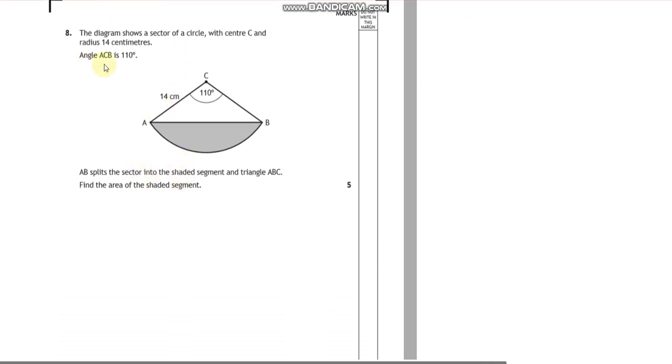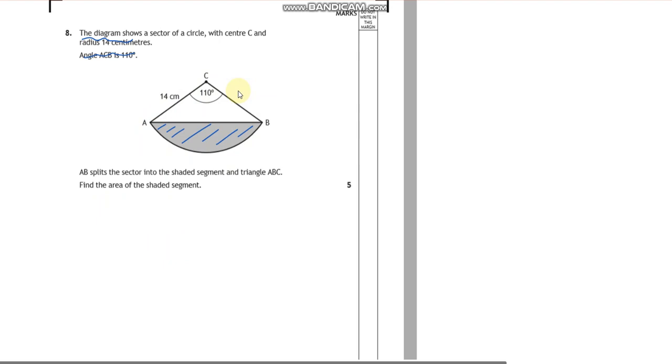Okay, arcs and sectors. So, again, read the question. Everything seems to be marked on. The radius is marked on. The angle is marked on. And find the area of the shaded part of the segment. Oh, that's interesting. So, we're working out just the shaded bit. So, a little bit trickier, but okay.